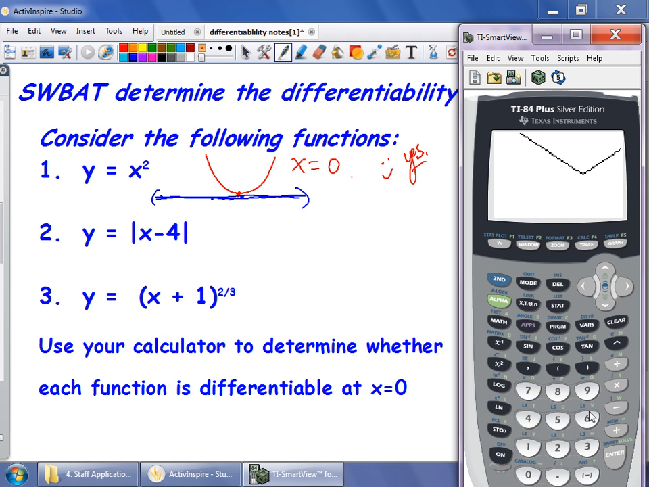Now, if we go to x equal to 0, I'm going to do Zoom 2, and I'm going to move to the curve at x equal to 0. Not going to be exact, I'm just going to get as close as I can. We should be getting an output of 4, so that's pretty close.